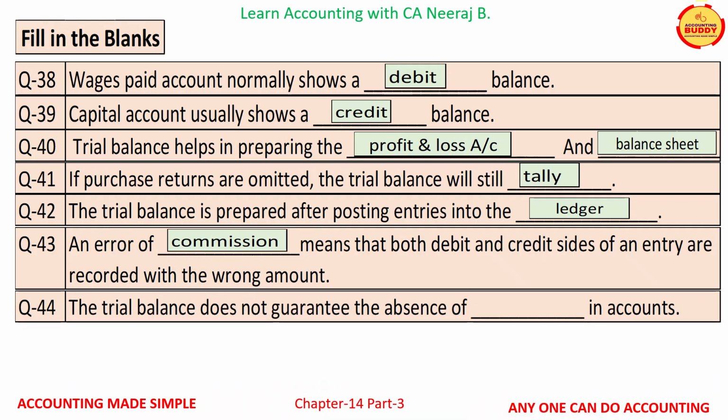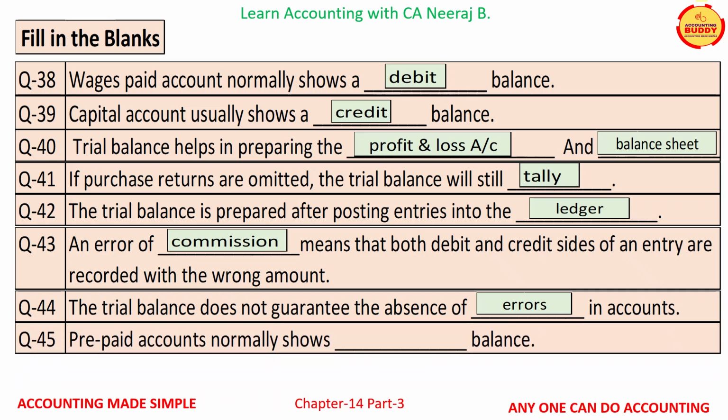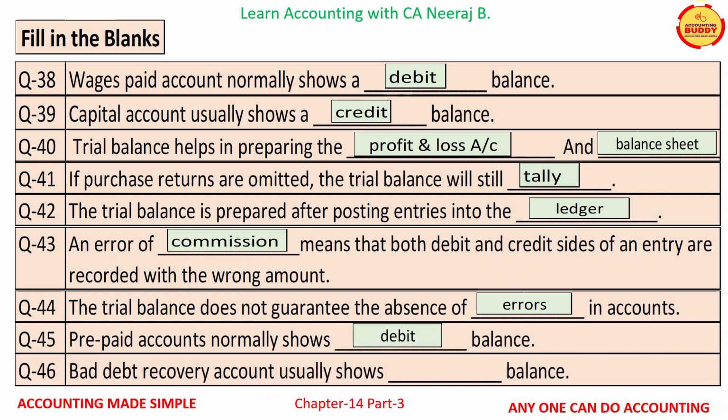Question number 44. Trial balance does not guarantee the absence of dash in accounts and the correct words are errors in accounts. Question number 45. Prepaid account normally shows a dash balance and the correct word is debit balance. Question number 46. Bad debt recovery account usually shows a dash balance and the correct word is credit balance.